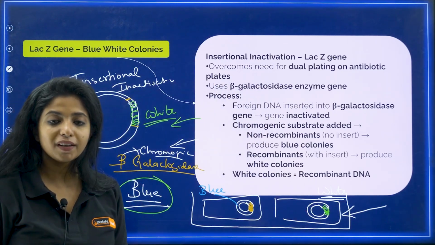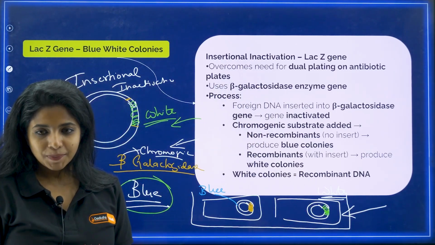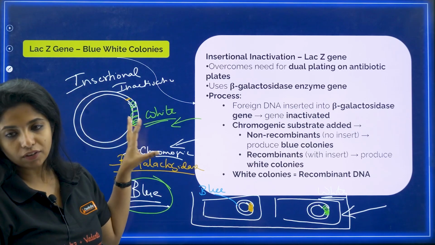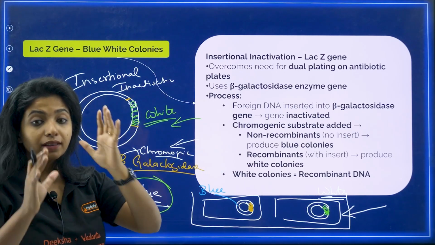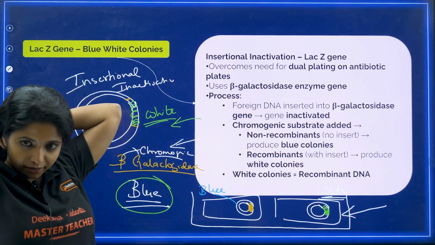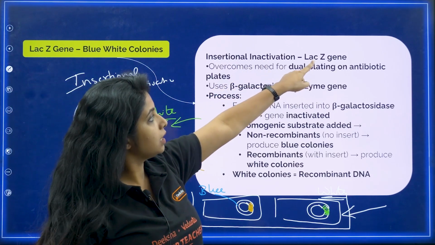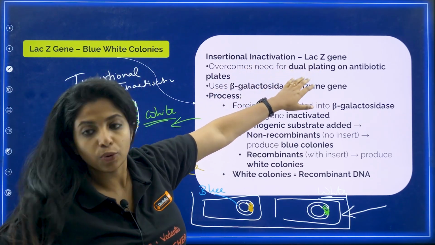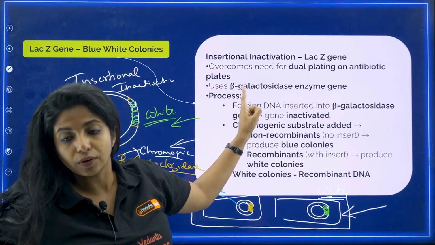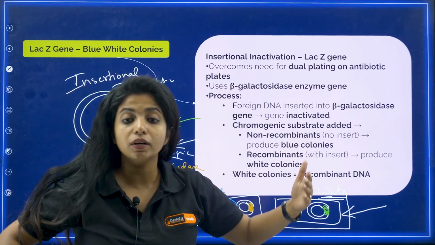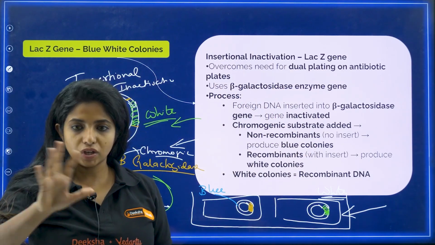Coli, my dear children, from here I am going to multiply it. And they are showing insertional inactivation. This method of finding things is known as the blue-white colony method. Insertional inactivation is seen in the LacZ gene. It overcomes the need for dual plating on antibiotic plates. So that is one very good thing about the LacZ gene plasmid.